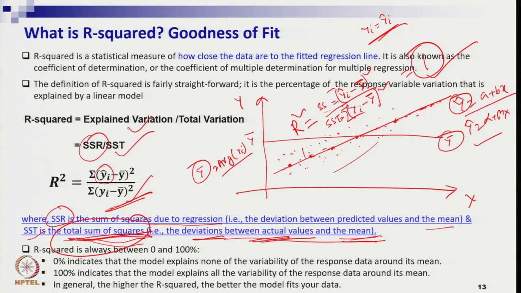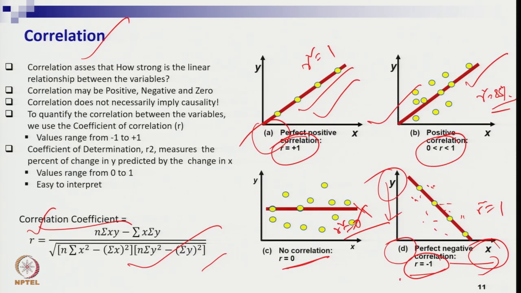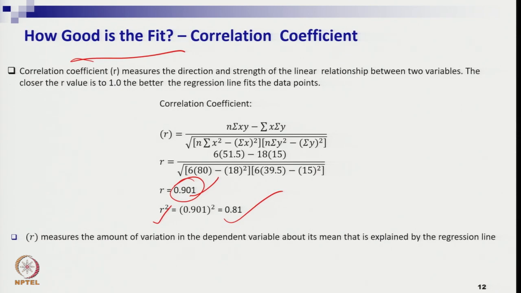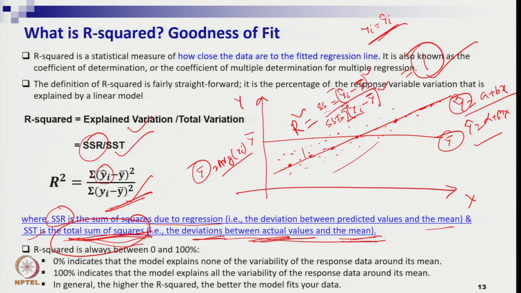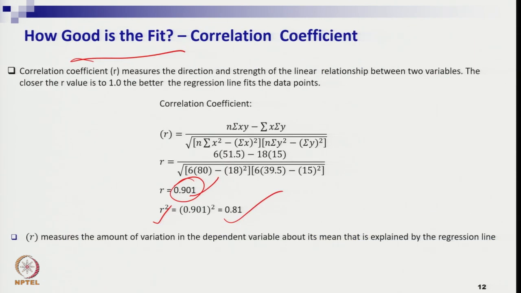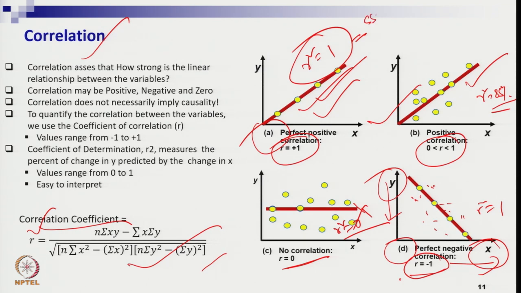So if you can fit a line where all points of observed value are falling on the line, you will get the perfect correlation. Your R square will become 1. This is nothing but your R square, which is defined as explained variation by total variation, SSR by SST. So you will find the perfect correlation, whether positive or negative, it does not matter.